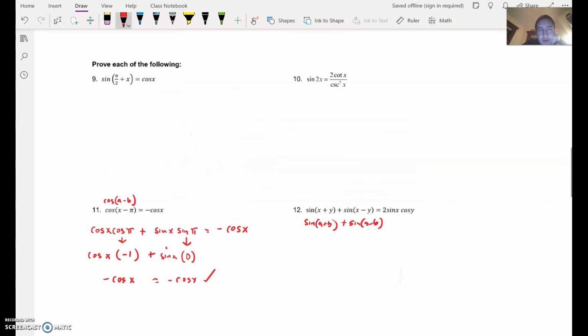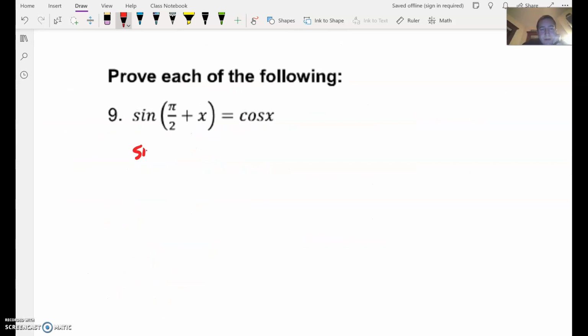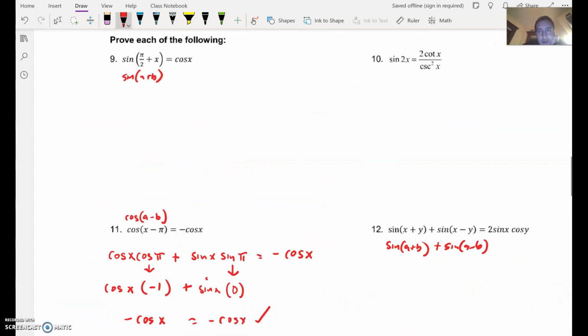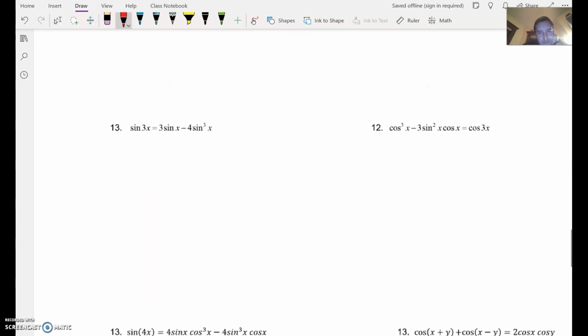Okay, so those are the medium levels. Same thing with there. This is the sine of a plus b. You can expand it out. Okay, but let's do a hard level.